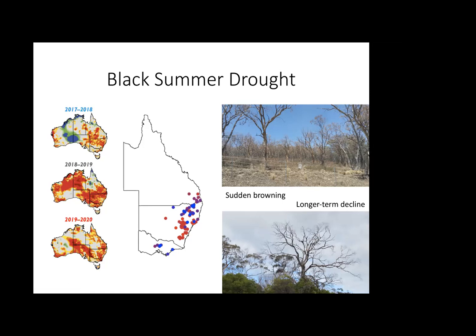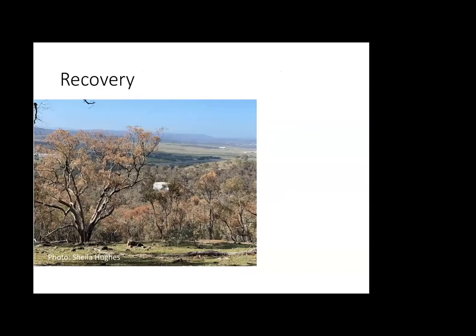There were several different types of records that we received. Some of them were occasions where you saw really sudden browning of the canopy. So this is an example from out near Goulburn, where the person's gone past and gone, goodness, this is suddenly gone very brown. All the leaves have just crisped up. There were also more long-term declines that were being reported. So this is one from southern Victoria, where the person is kind of reporting on something that's been happening over several years, but seemed to be exacerbated during the drought. So that was all very depressing.